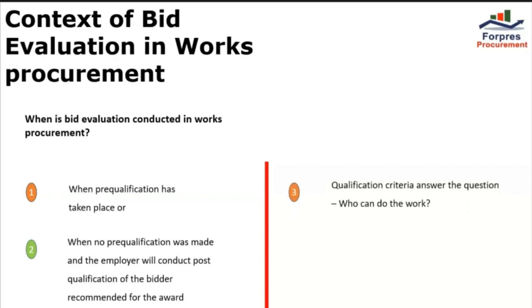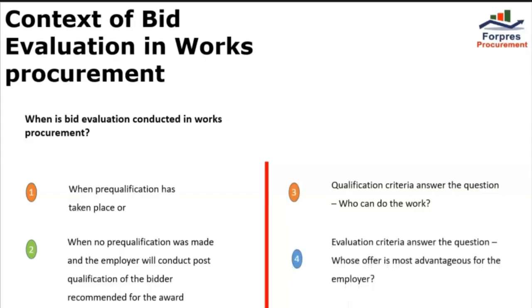The bidder's qualification criteria answer the question who can do the job, while the bid evaluation criteria answer the question which submitted offer is most advantageous to the procuring entity. Qualification criteria and bid evaluation criteria are different and must be strictly differentiated in the procurement of works in most public procurement systems. Bid evaluation is conducted by a bid evaluation committee that is appointed by the head of the procuring entity. The bid evaluation committee must conduct the bid evaluation in confidentiality.